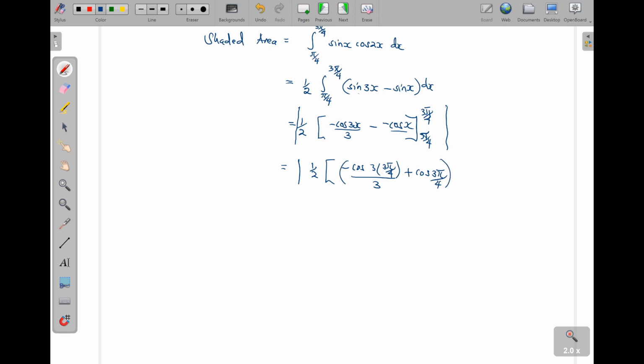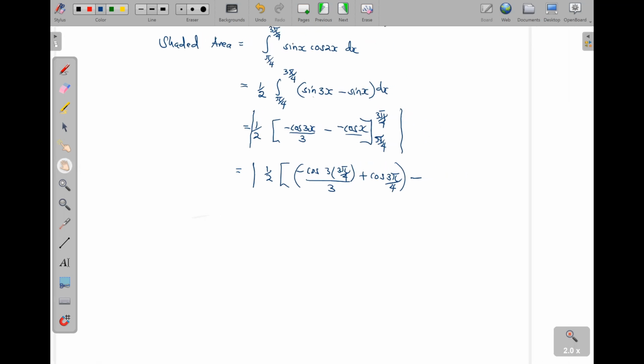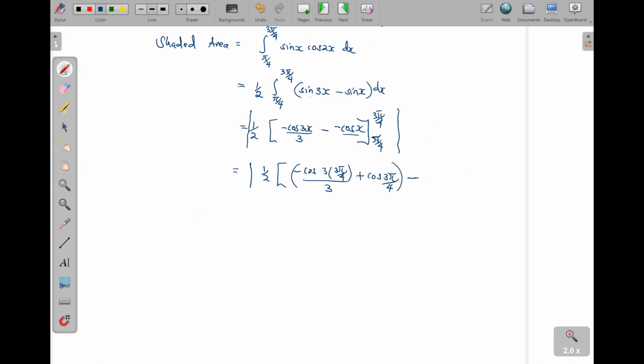Then we subtract, substitute the lower limit, negative cos of 3 pi over 4, then there is a 3 down, and then plus cosine of pi over 4. Okay, like that in the modulus. So we have a half here, then the big bracket.